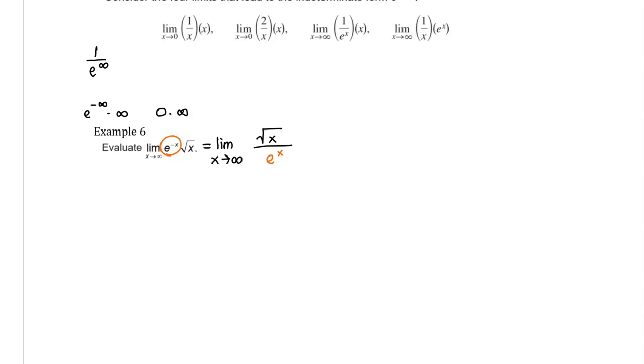Now, if I were to apply direct substitution, we would have the indeterminate form of infinity over infinity, which is a valid indeterminate form for us to apply L'Hopital's rule. So now we begin with L'Hopital's rule, which means that we're going to take the derivative of the numerator, which would be 1 divided by 2 square root x, and the derivative of the denominator, which would be e to the x.